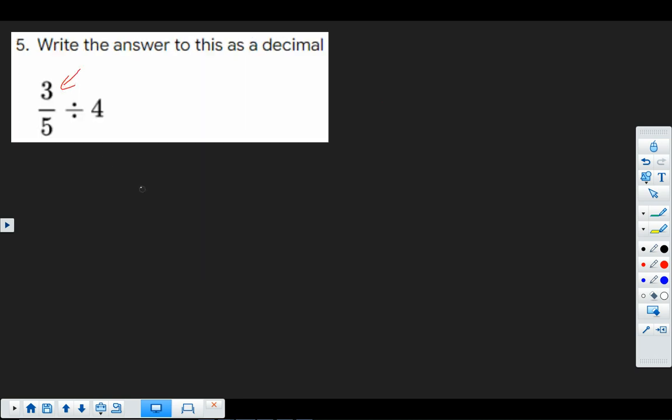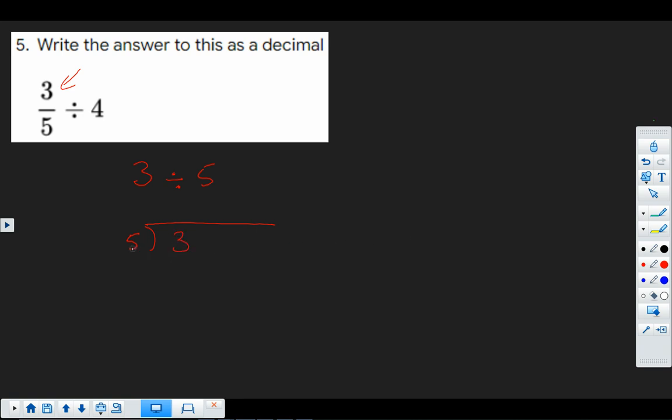Okay, the first thing I want you to notice here is that when we have our fraction 3/5, that means 3 divided by 5. That's why our fractions look the way they do, because they're all about division. So I've got to divide by 5, and then I've got to divide by 4. Let's have a look at this, because it's quite interesting. This is not 5 divided by 3. This is 3 divided by 5.